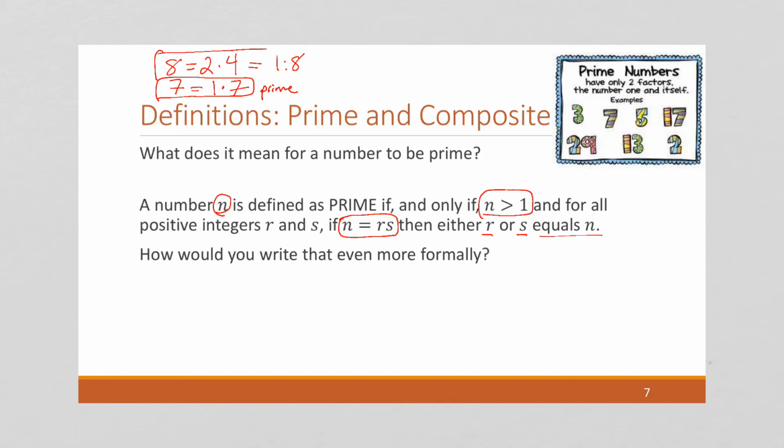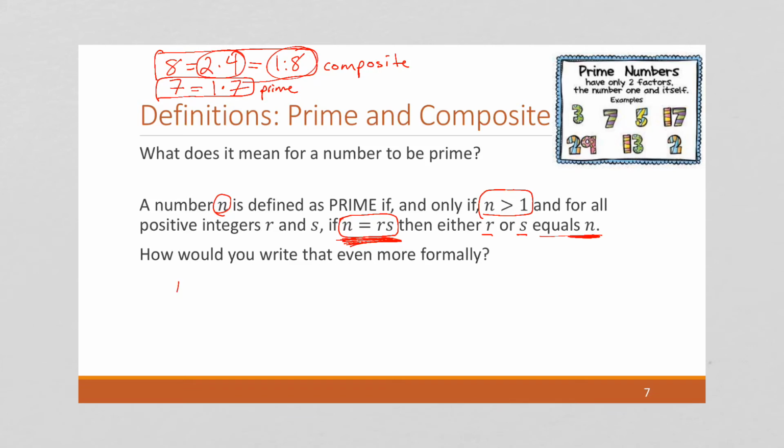So since there's no other factors, we call it prime. Well, this one we're going to call composite, because there's multiple sets of factors. Okay, so this is a formal way of saying that. We're saying that if we can factor it, then one of the factors has to be the number itself. The other one's going to be 1.